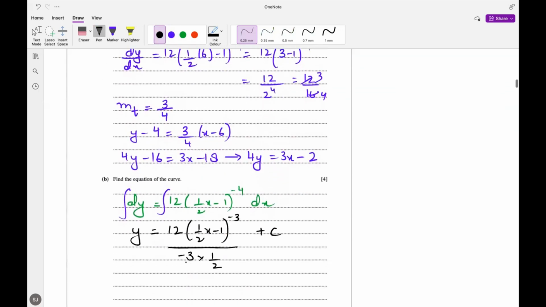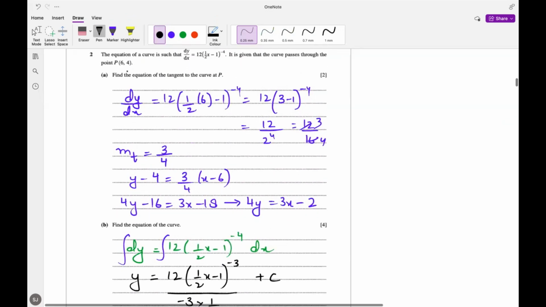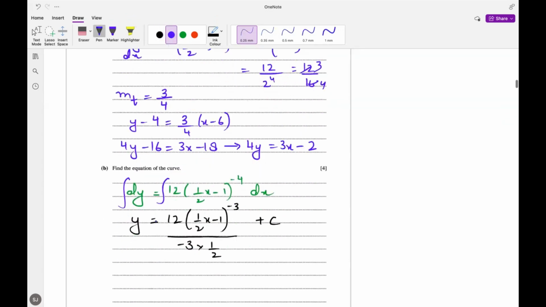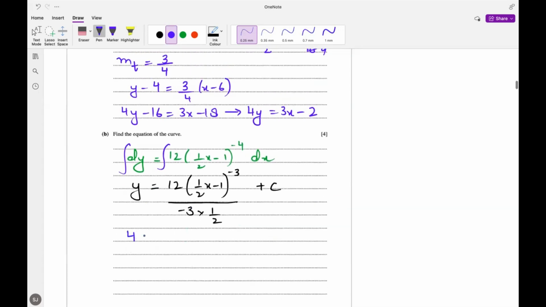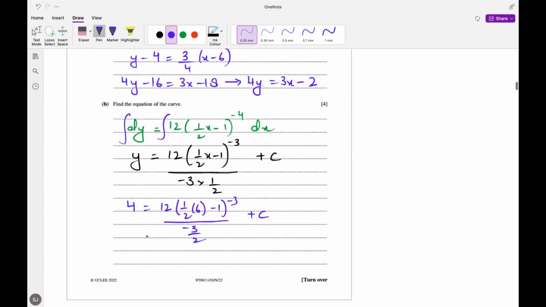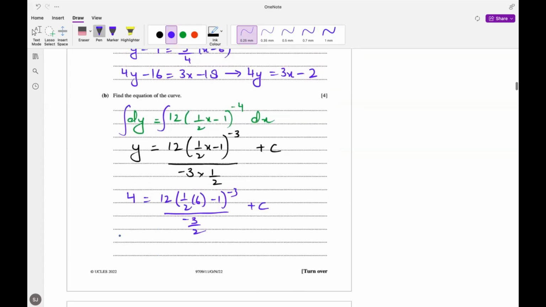Now to find the value of c, we'll substitute the values of x and y. So they were 6, 4. In place of y, we'll put 4 = 12 into (1/2 into 6 - 1) to the power -3, and this is being divided by -3/2, plus c. So 2 will come into the numerator. So that will become 4 = 24/-3. And we can bring this 3 - 1, which is 2. We can make the power positive by bringing the 2 in the denominator. So this will be 2 cubed, plus c.